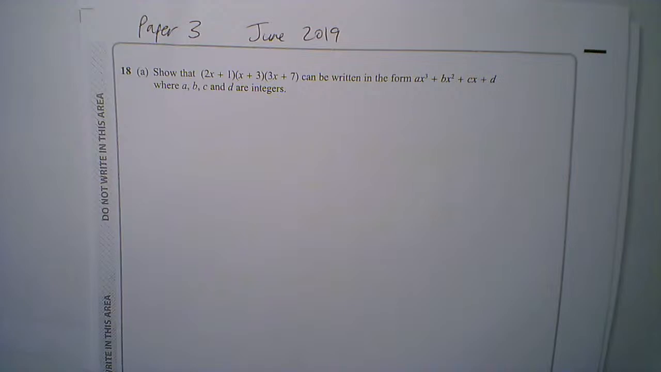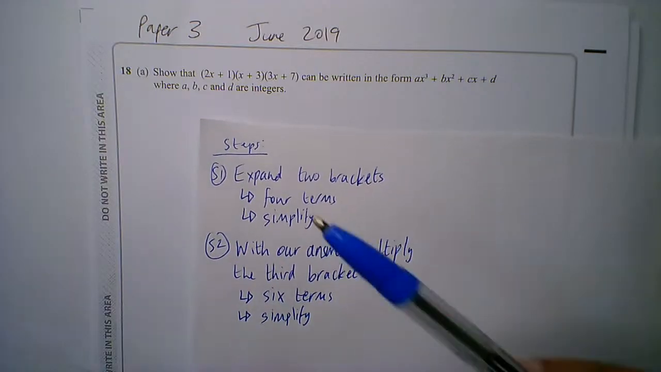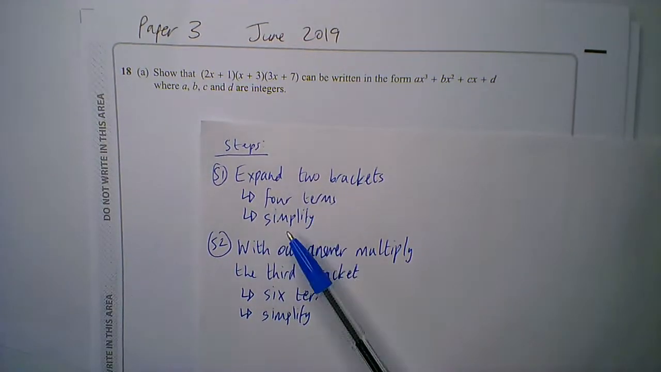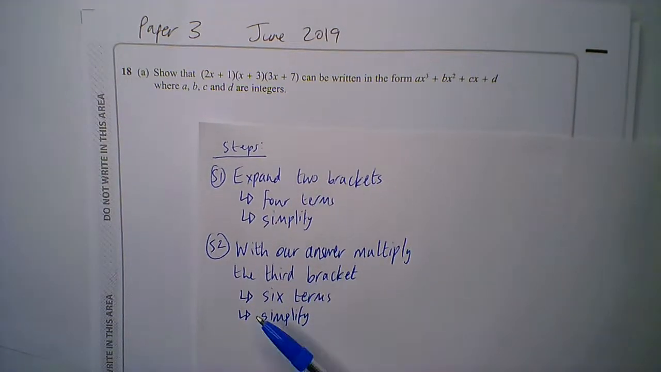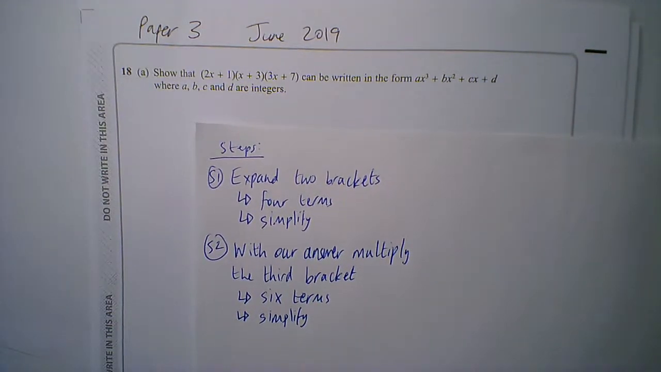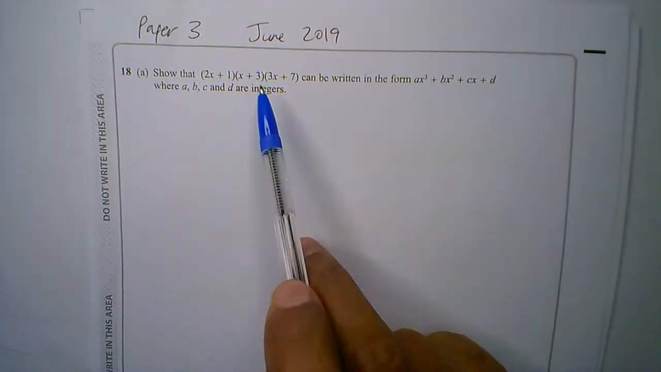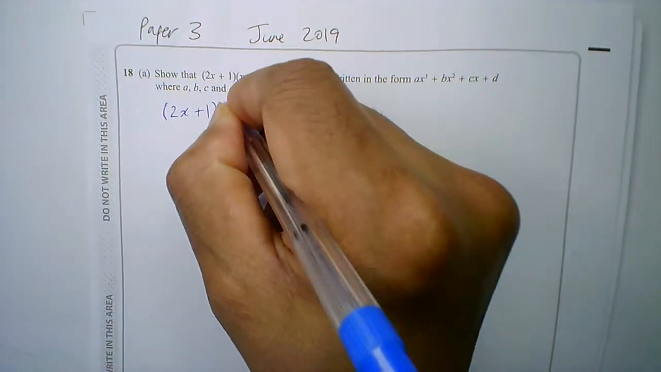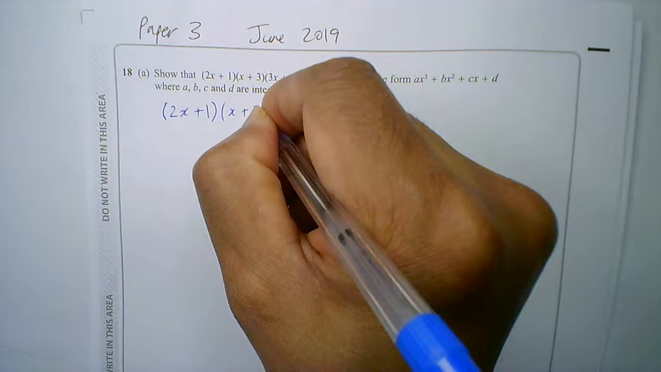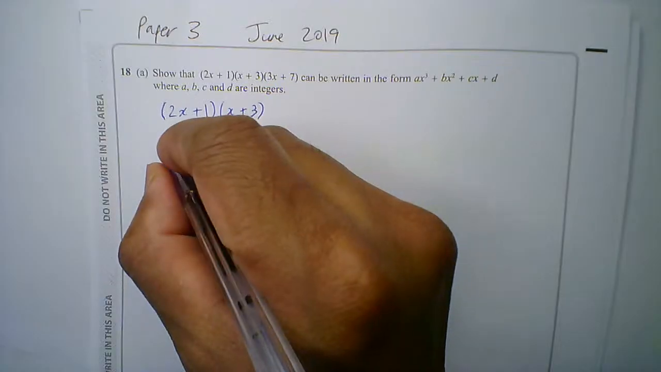Same thing as last time, we are going to be doing our steps. Step 1, expand with 2 brackets, we get 4 terms, simplify. Then step 2, with our answer, multiply the third bracket to get 6 terms, and we simplify. So let's get cracking. Here you can see all the terms are positive, which is good, so I'm just going to go with the order that's already there.